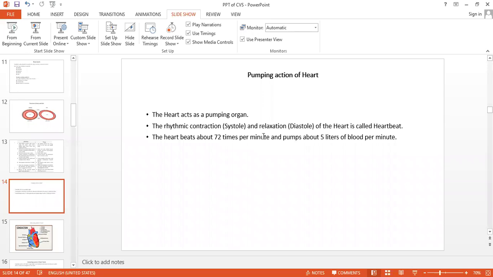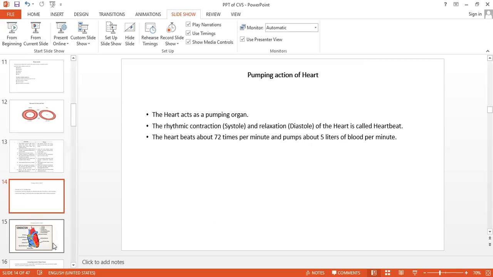So it pumps about 5 liters of blood per minute. How is it calculated? In 1 beat, 70 ml of blood is output. So 72 times per minute, calculate this one, approximately 5 liters of blood per minute.